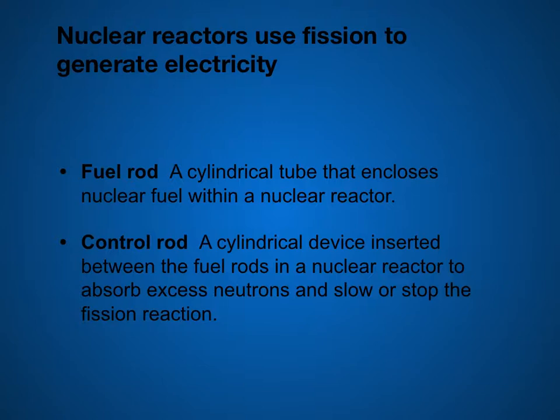In the containment structure of a nuclear reactor, contained within cylinder tubes, are fuel rods, and they're part of the steam generator. The control rod is a cylindrical device that's inserted in between these fuel rods in a nuclear reactor, and it absorbs the excess neutrons that are produced, and it attempts to slow or even stop the fission reaction that has taken place.